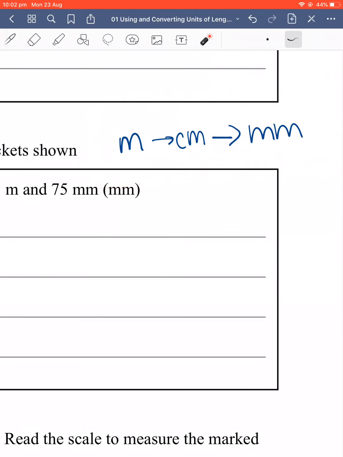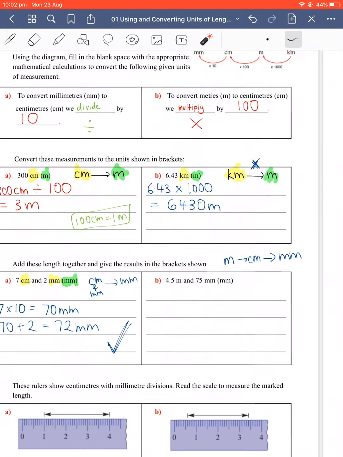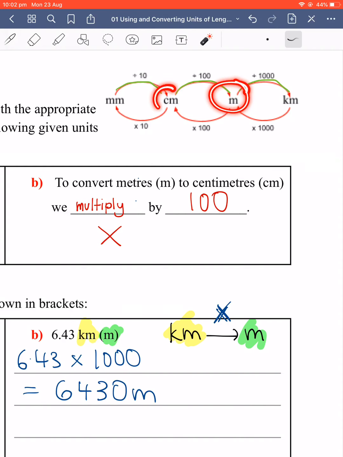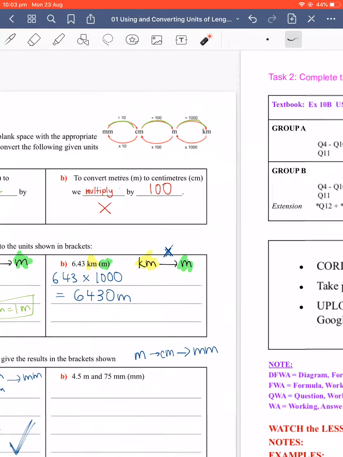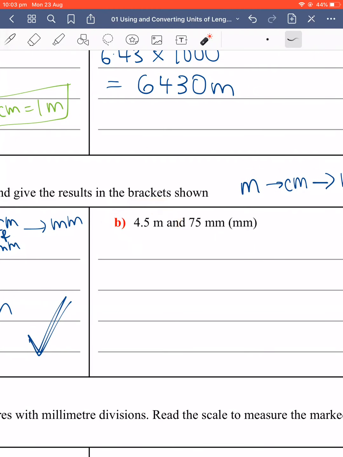So let's do that. If I'm going from meters to centimeters, so I'm starting big and getting smaller, I'm going to be multiplying. We can always double check with our graphic up the top. So if I'm going from meters to centimeters, I'm going to multiply by 100. If I'm going from centimeters to millimeters, I'm going to multiply by 10. So these are the two numbers that I'm going to need to use.